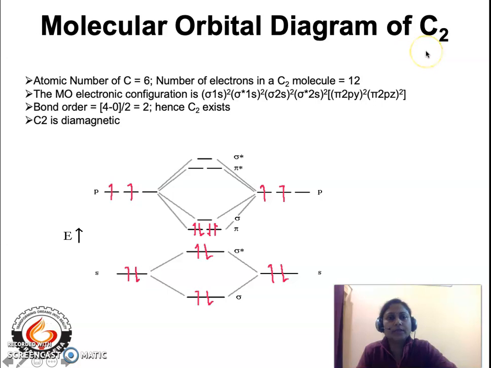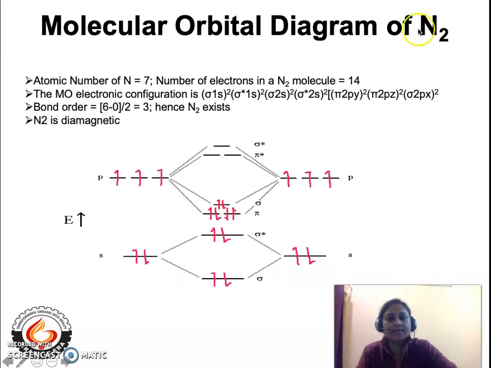Now let us come to the carbon molecule. Carbon has an atomic number of 6. The total number of electrons in a carbon molecule is 12. Here again there are 2 electrons in the valence atomic orbital, and that means there are a total of 4 electrons. The 4 electrons will be accommodated in the pi 2py and the pi 2pz molecular orbitals. So there are a total of 4 electrons in the bonding molecular orbitals. The bond order is 4 minus 0 whole divided by 2, we get a bond order of 2. So the carbon molecule is stable and it is diamagnetic because of the absence of unpaired electrons.